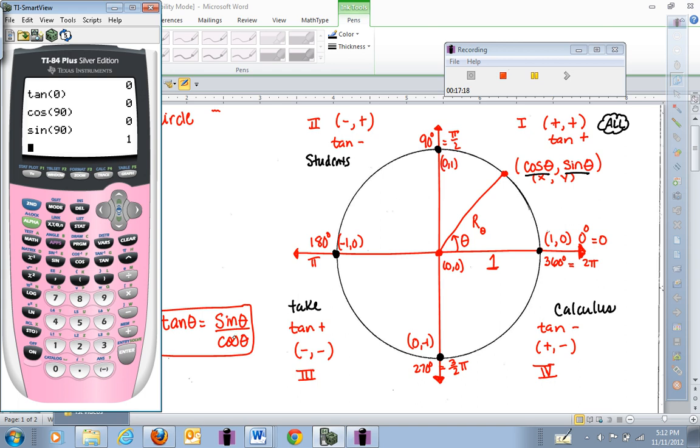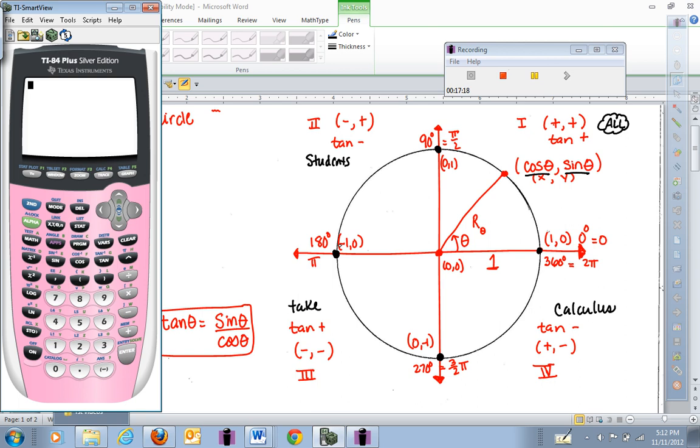Now, for the tangent here, I'm going to have sine divided by cosine. Remember that formula, sine divided by cosine? 1 divided by 0. So if I put in the tangent of 90 degrees, what's dividing by 0 give us? It gives us an error in the domain, saying the argument of this function causes you to have a 0 in the denominator. So the tangent of 90 would be undefined. Now, I shouldn't need a calculator for the rest of these. I'm just using the calculator to verify.